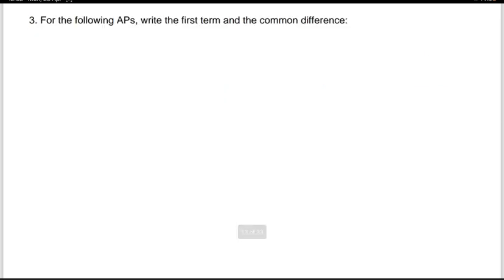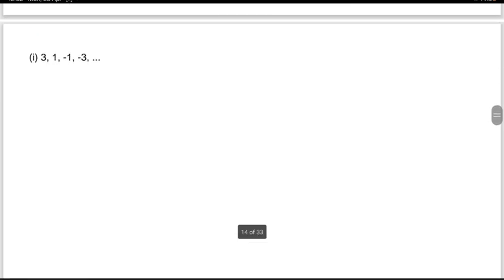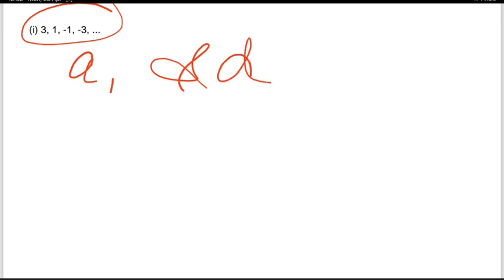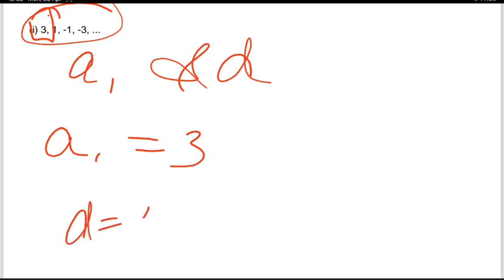Third question, for the following APs, write the first term and the common difference. Okay, so there is an AP in the question. We should find the first term as well as the common difference. So this is the given AP. Here we need to find A1 and D. It's an easy task. Here A1 is the first term. So what is the first term in this AP? That is 3. And the common difference, you can just subtract A2 minus A1. So D is equal to A2 minus A1. That is 1 minus 3, which is minus 2. So you have found A as well as D.